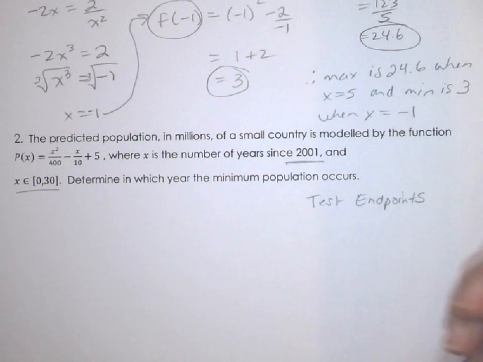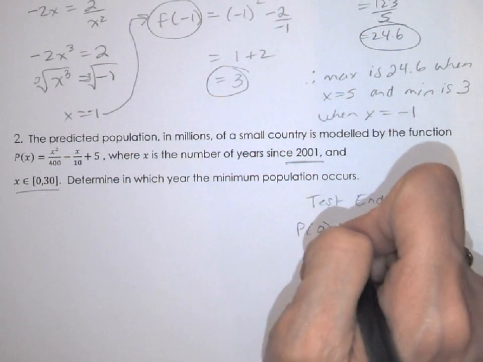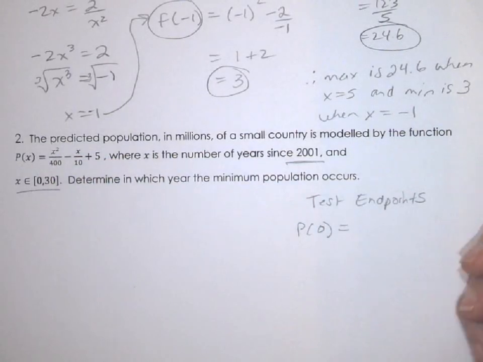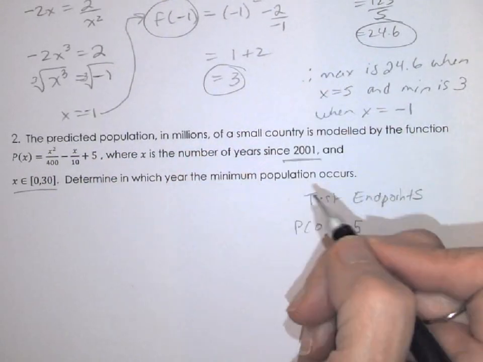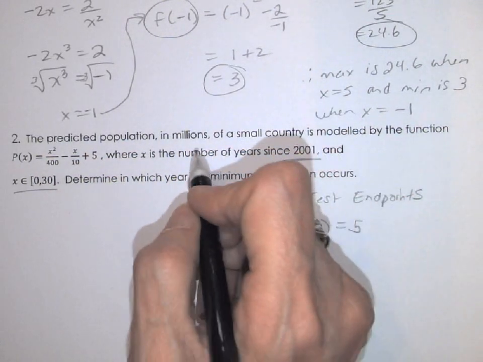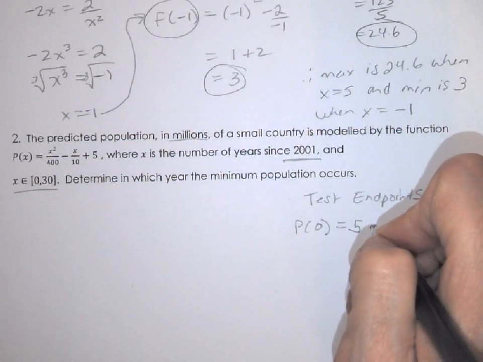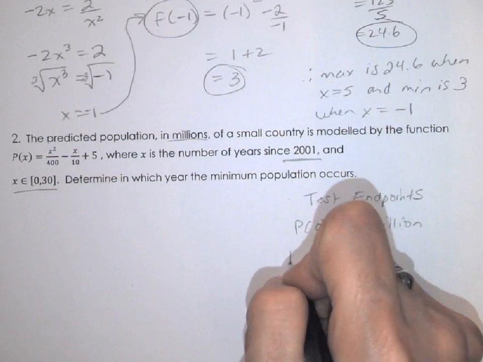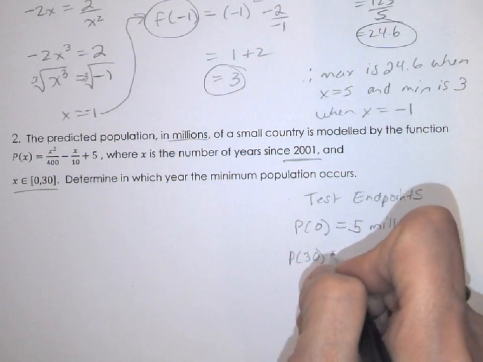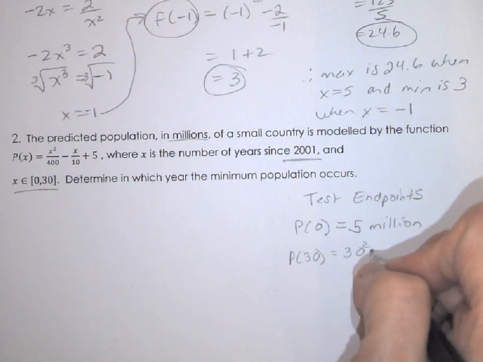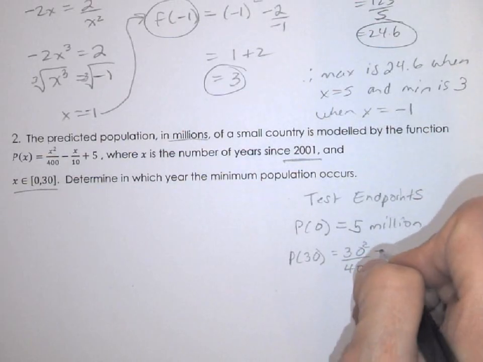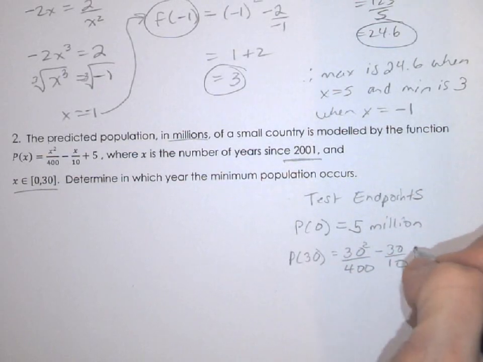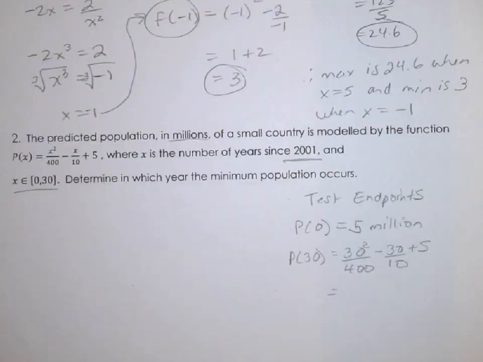So we need to find p at 0. I'm just subbing 0 in here and I get 5, but it says the population is in millions, so this really represents 5 million people. And then we'll find p at 30, which is going to be 30 squared over 400 minus 30 over 10 plus 5. Remember, our answer's in millions.